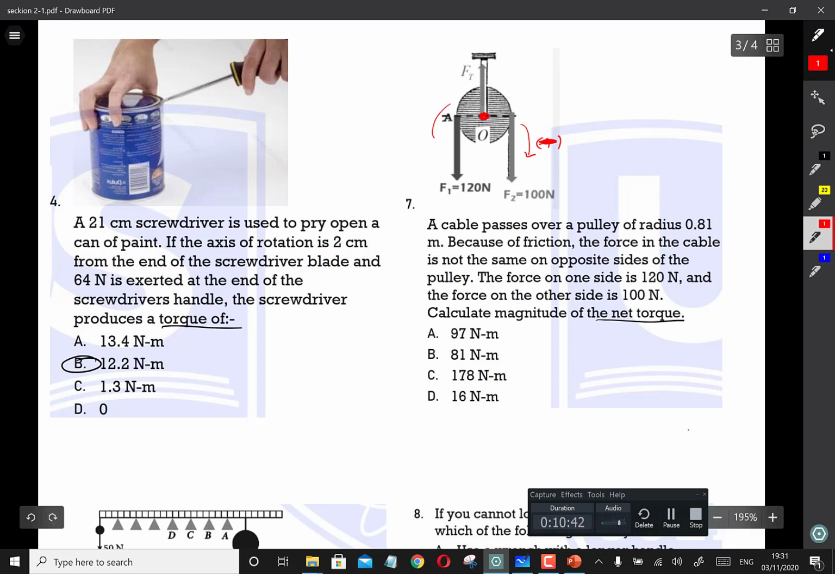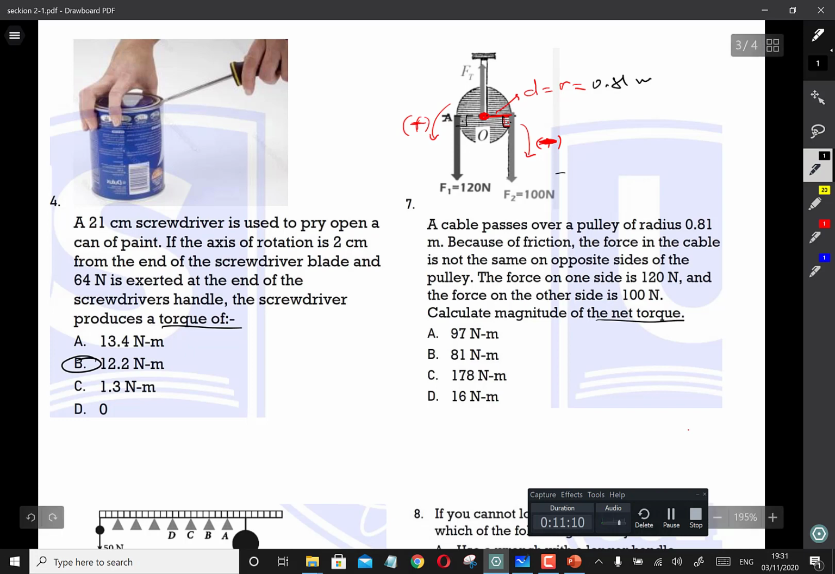F1 produces a positive torque because it rotates the pulley counterclockwise. So we will calculate these torques one by one. The radius of the pulley, this is a disc in fact, the distance d is equal to r. How much is r? 0.81 meters, and the angles are 90 degrees, so we don't need to worry about the angles.